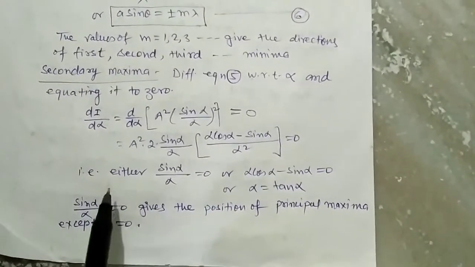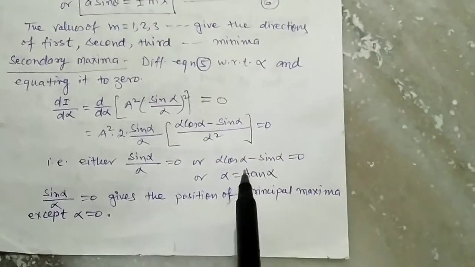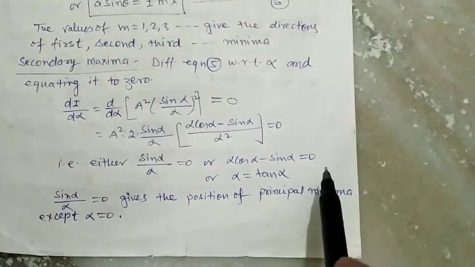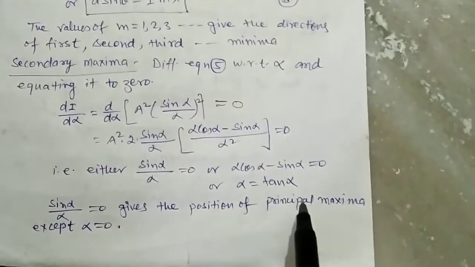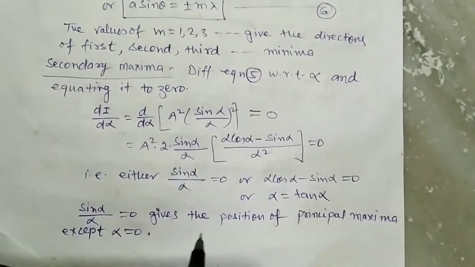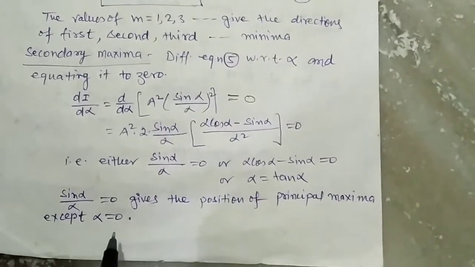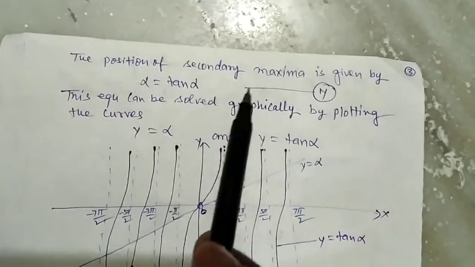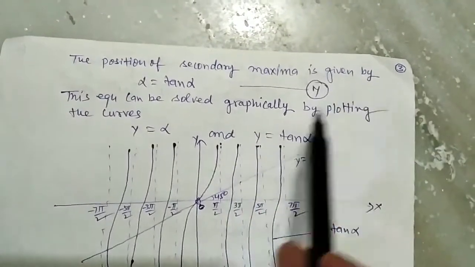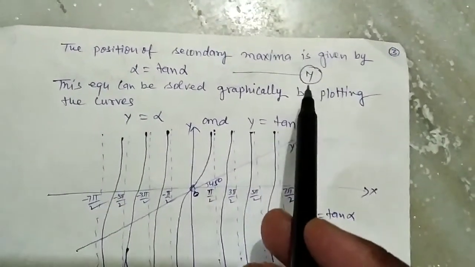From this we conclude that either sin alpha upon alpha is equal to 0, or alpha cos alpha minus sin alpha is equal to 0, or alpha is equal to tan alpha. Here sin alpha upon alpha is equal to 0 gives the position of principal maxima except alpha is equal to 0, which we have already taken. Now the position of secondary maxima is given by alpha is equal to tan alpha. This is equation number 7.